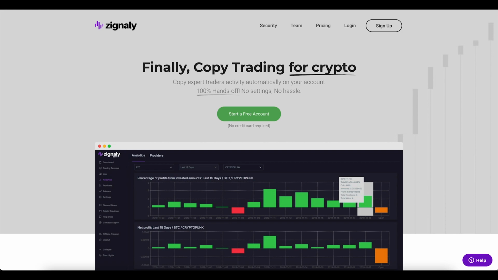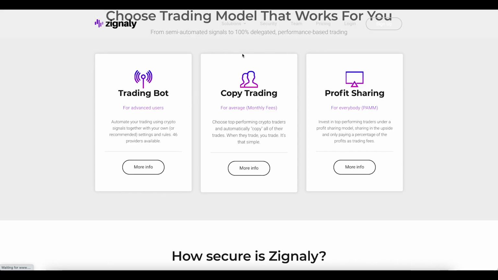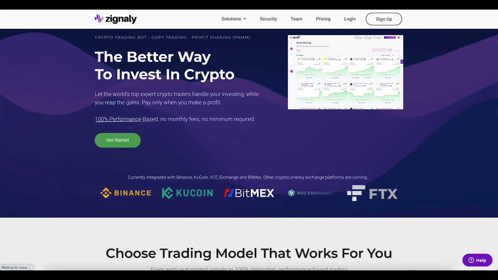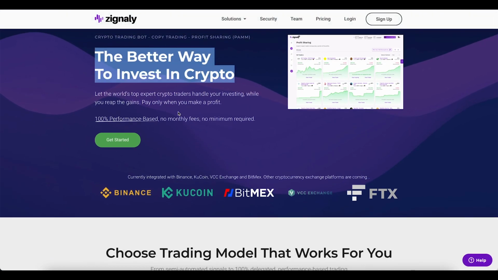Okay, so I'm going to go back a little bit here to their main homepage right there, and I'm going to tell you, they say the better way to invest in crypto: let the world's top expert crypto traders handle your investing while you reap the gains. Now, a lot of people like to follow other people who are good traders. For example, if you want to copy the way I trade, and when I buy, you want to buy at the same time while you sleep.